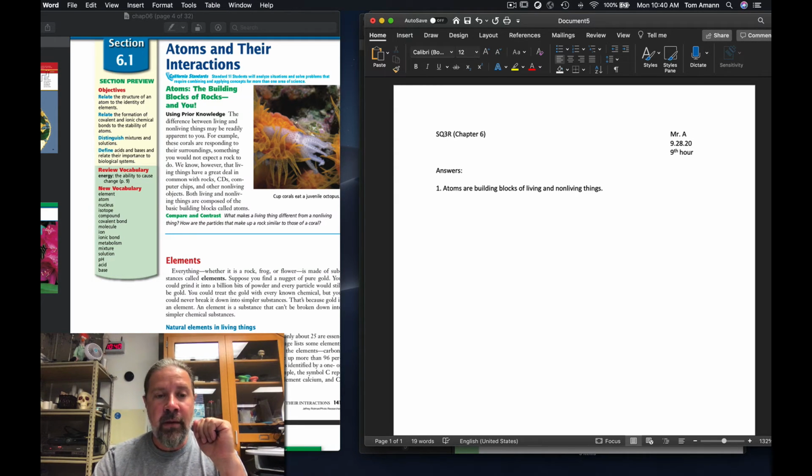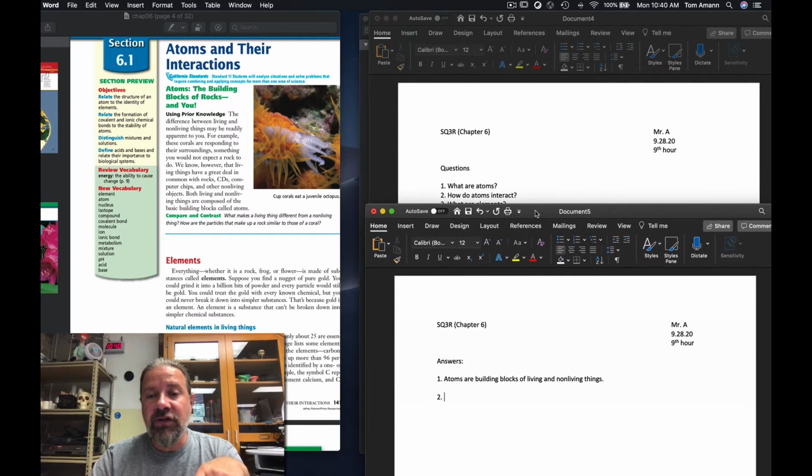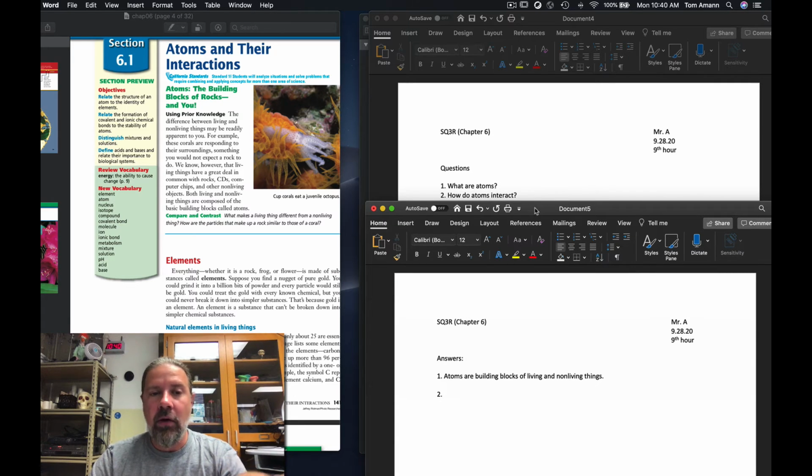Okay, then we get to our second question. Well, we keep reading actually, but we keep in mind what our questions are. Number 2 was, how do atoms interact? Now, we haven't really hit that one in our reading so far, so that may come later.